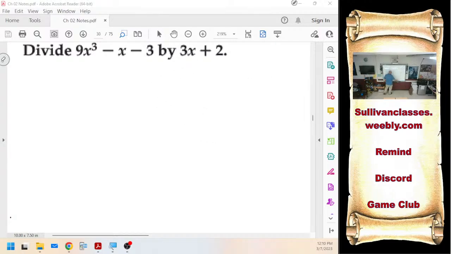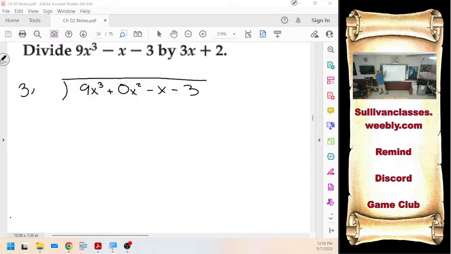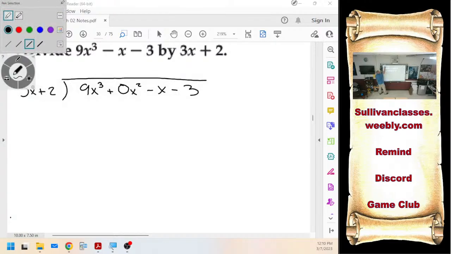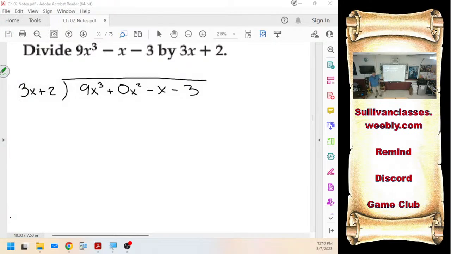So we're going to say 9x cubed plus 0x squared minus x minus 3. And then we will divide by 3x plus 2. So remind me. It's 0x squared because I'm missing the x squared term. So I need a 0 as its placeholder.